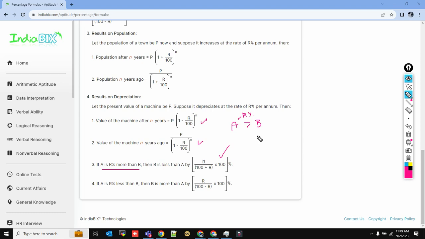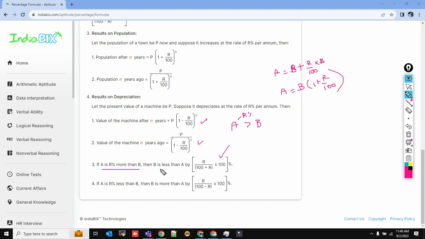A is R percent more than B. So what will be A? A will be B plus R percent of B. R percent of B is R by 100 into B. So this is what A is, since it is R percent more than B. So A is B into (1 plus R by 100).